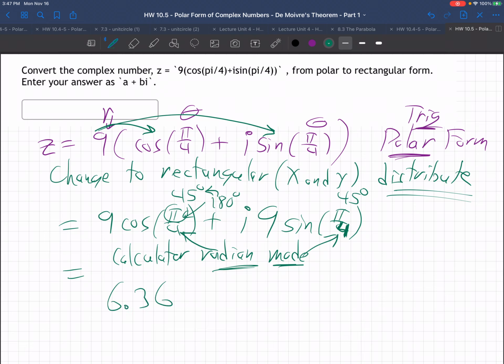So I'm getting 6.36396, rounded to, I don't know how many places, so I'll just put a bunch. It never said how many places. Plus i, and then 9 times sine pi over 4, that's 6.36396 as well. We usually put the i in the back. It doesn't really matter.